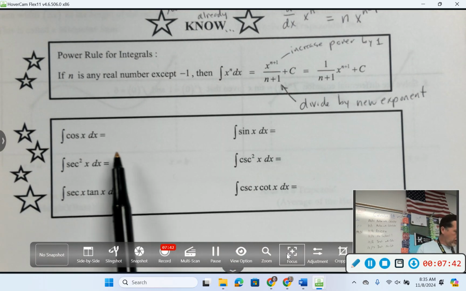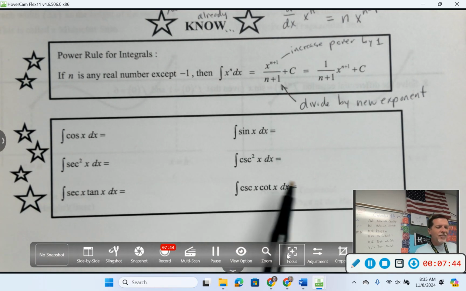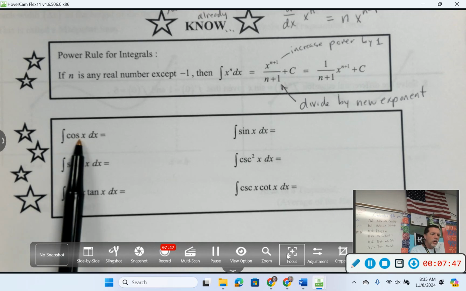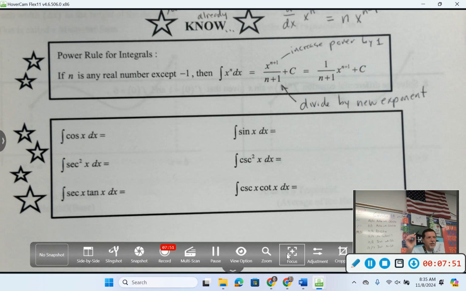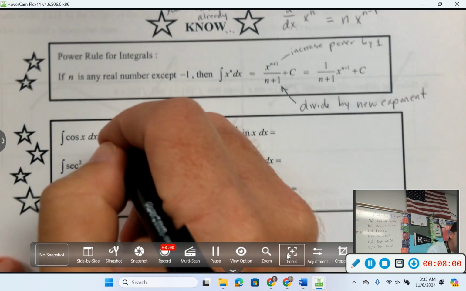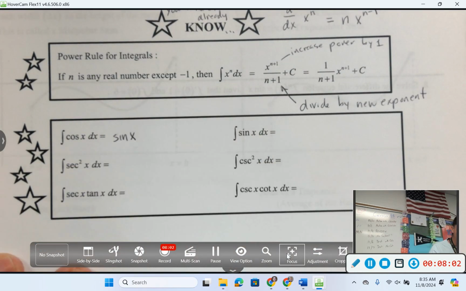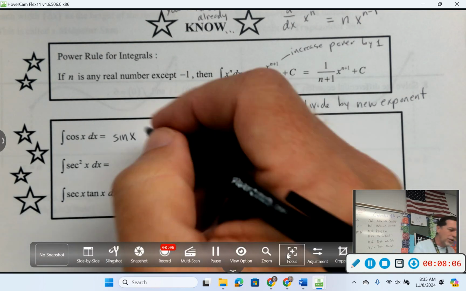All right, some trig stuff. But again, you kind of already know this. What's the antiderivative of cosine? So what function has a derivative of cosine? And you guys that just did the quiz, this should be fresh in your mind. Sine. But not just sine of x, plus c. You got to put the plus c on there.